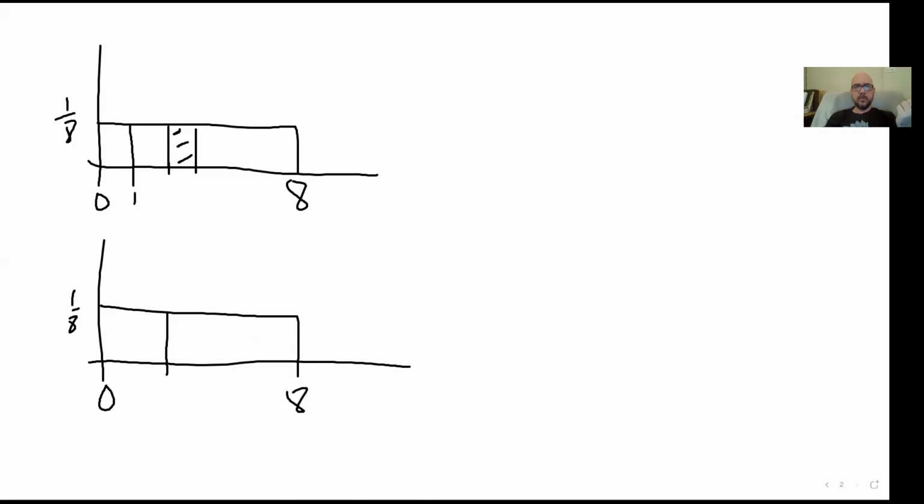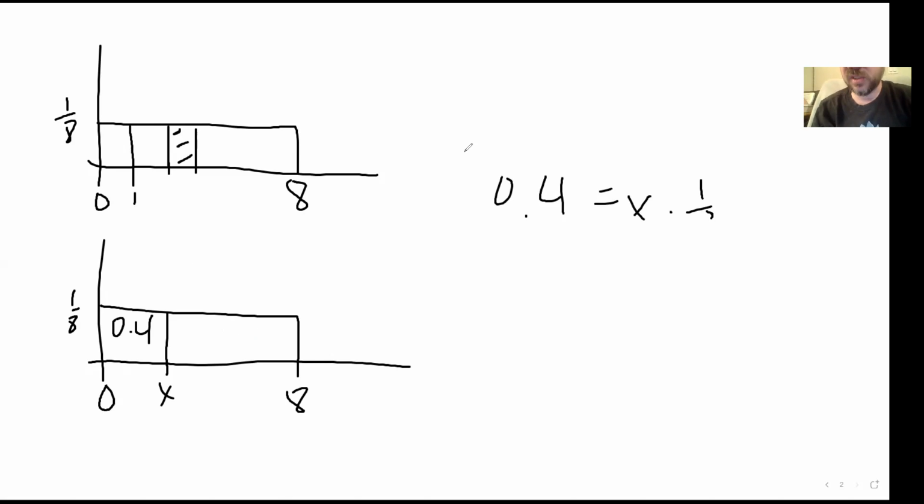And so we just find the 40th percentile sort of the same way we did it in the previous problem, where this is 0.4 here, and I say that this guy's x. We say 0.4 equals the base, which is x minus 0, so x times 1/8. So x is 3.2. Right, you just don't forget your algebra. Gotta use it a little bit here. So x is 3.2, and there you go. That's it.